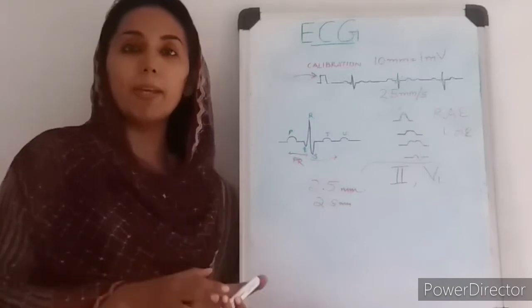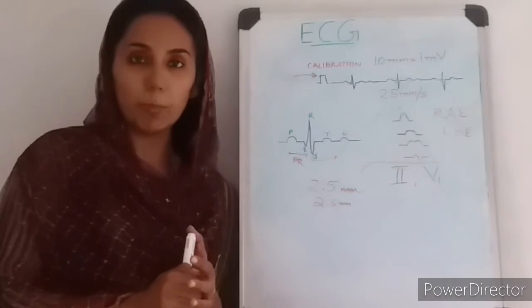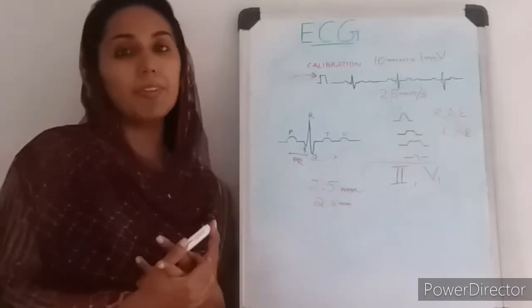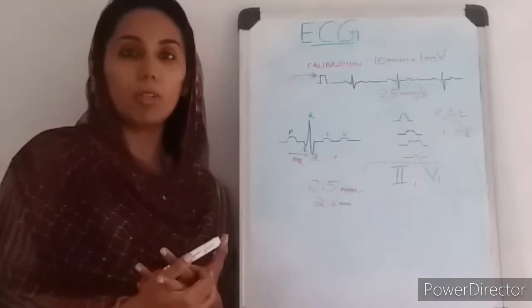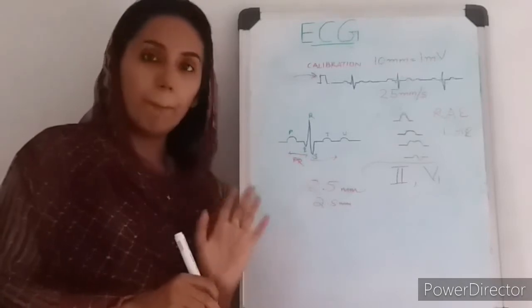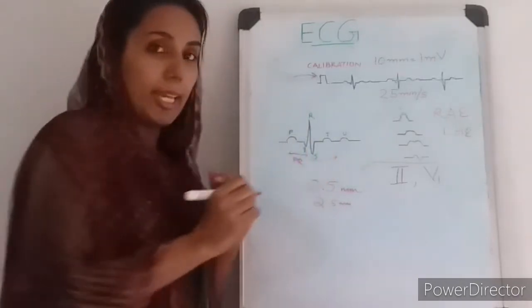Suppose you get variable P waves throughout the ECG, then suspect a wandering pacemaker. If you get multiple P waves, then we have to suspect an AV block. So this is in short about the P wave. Now we have to know about our PR segment.